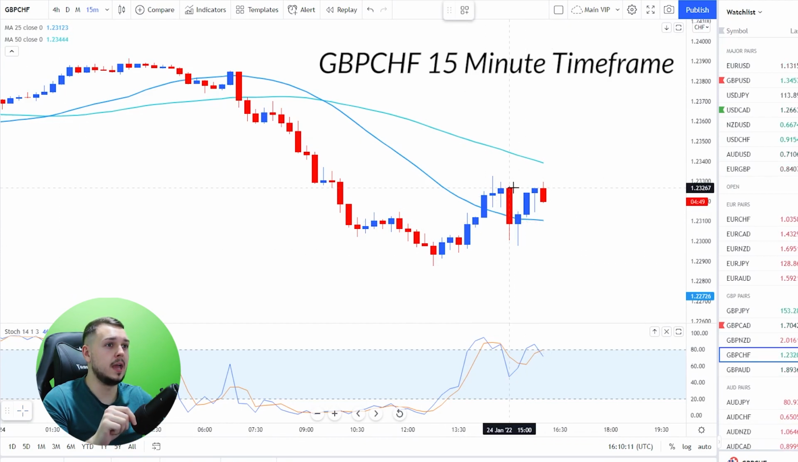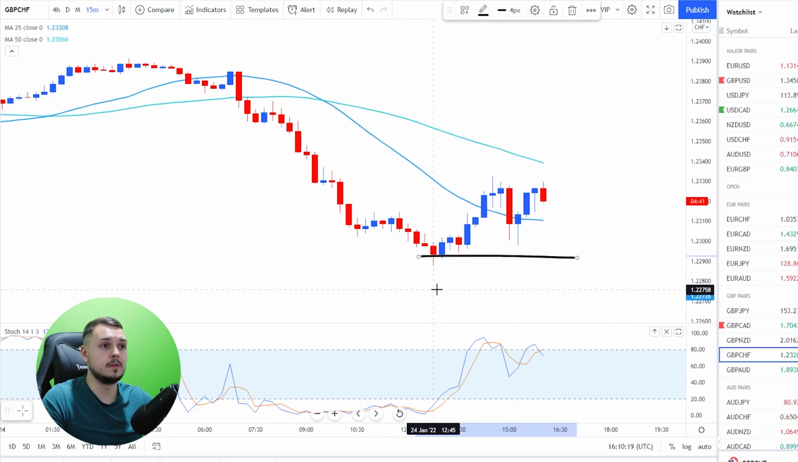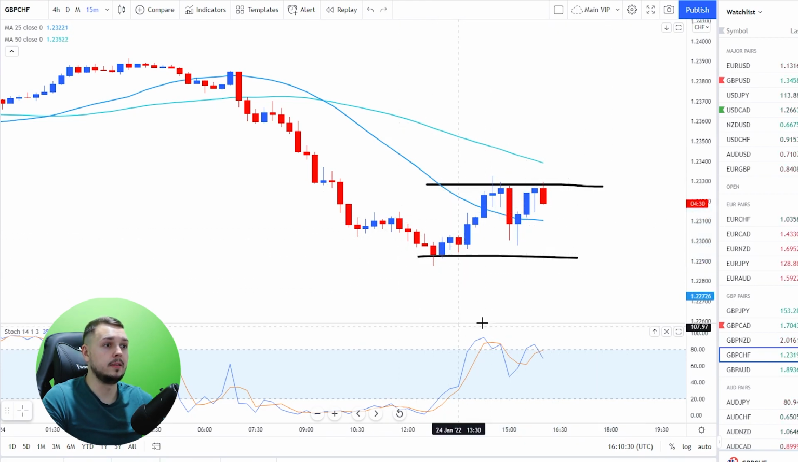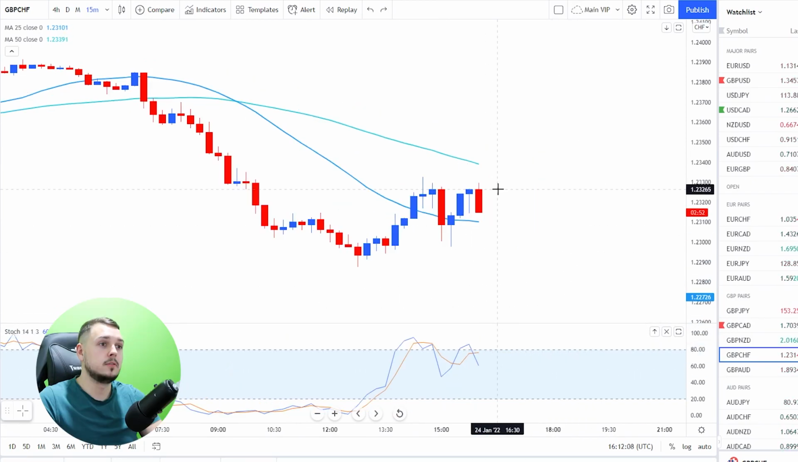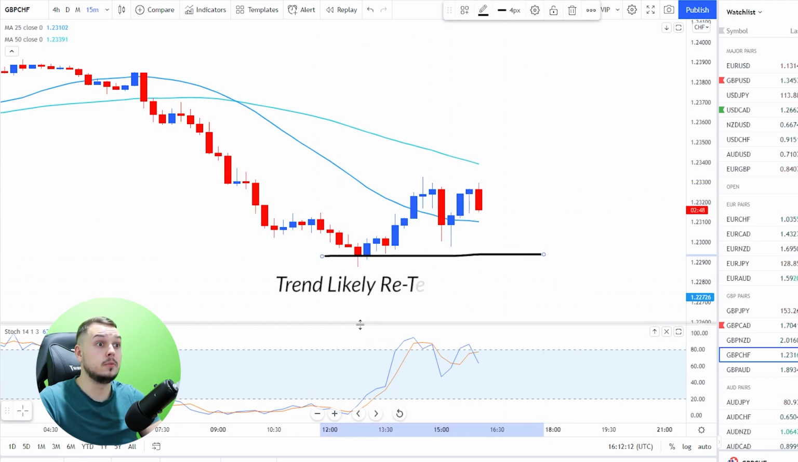As you can see, we had a bearish engulfing candle recently. It did fail to retest this area zone. However, we are seeing again a repeat of this happening. So currently I'm seeing a new consolidation zone, right? And this stochastic indicator is telling me it has been overbought. So if we're gonna take this trade now, it will likely retest this area of support.